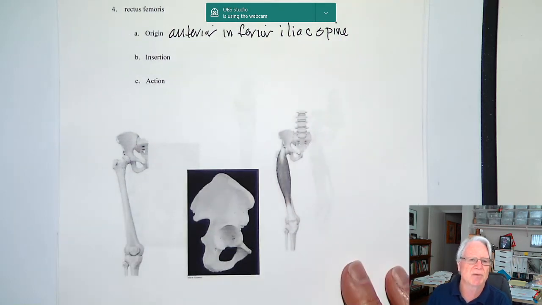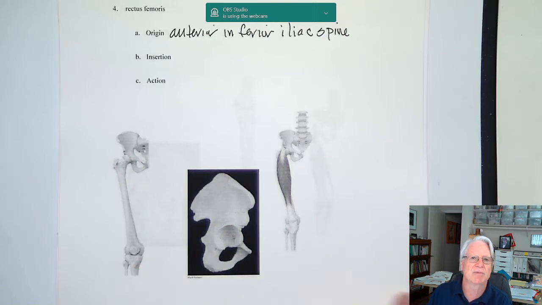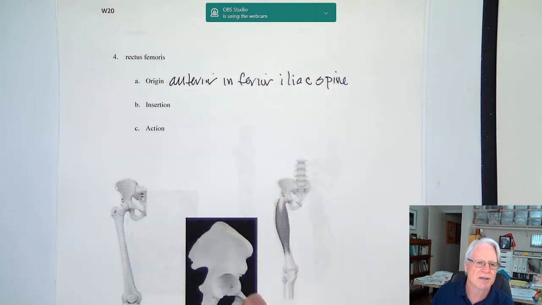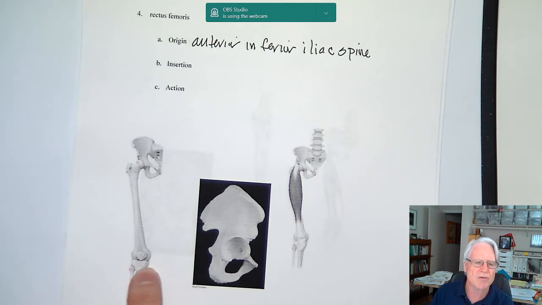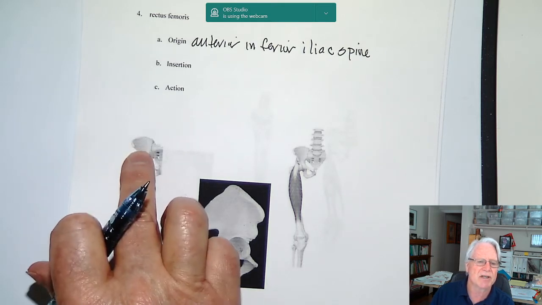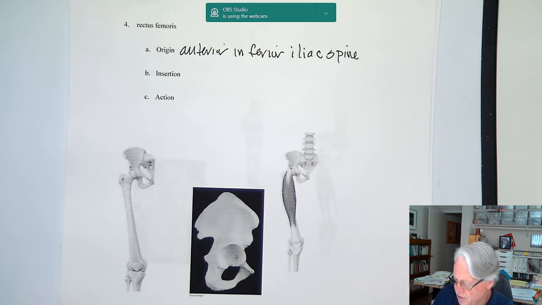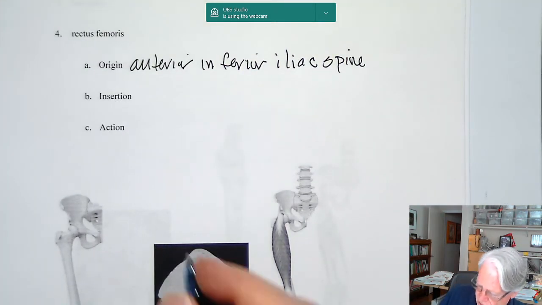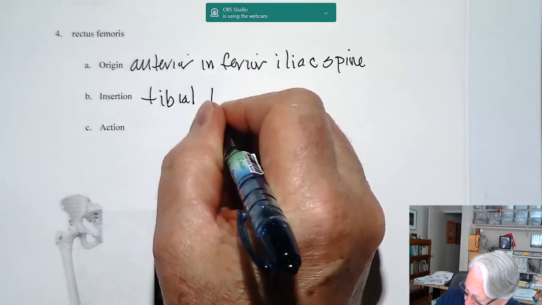So what that means is that we're now crossing two joints, here and here. And what that means is, you'll see in a second, we can get two different actions out of this muscle. The other two were all connected to this bone, the femur, and attached to that. So the only action it could produce is down here at this joint. But since we're now starting here and moving across two joints, we can actually get two different actions. So the insertion is the same, but the origin is now different. So tibia, or tibial, tuberosity.